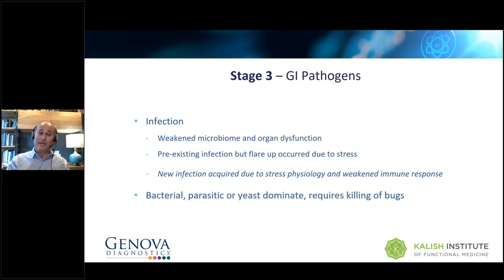Infections come about because of a weakened microbiome and organ dysfunction. So stage one and stage two are still relevant. You can also have people who have an old infection, like maybe they picked up Giardia when they were a teenager and now they're 50, but now they're under a lot of stress. And all of a sudden, for the first time in decades, the Giardia starts to flare up and cause a lot of symptoms.